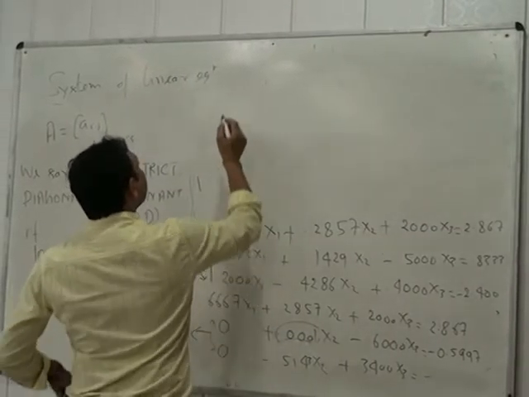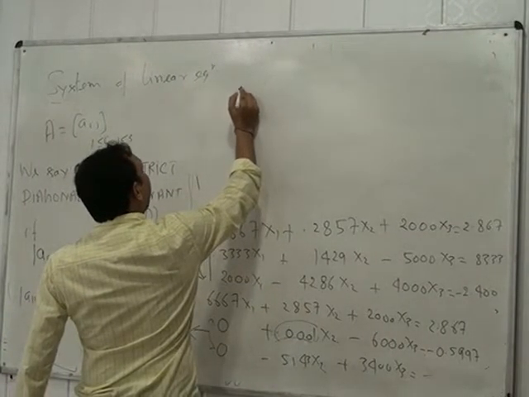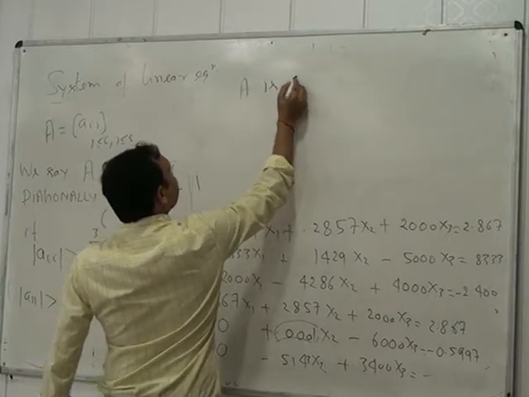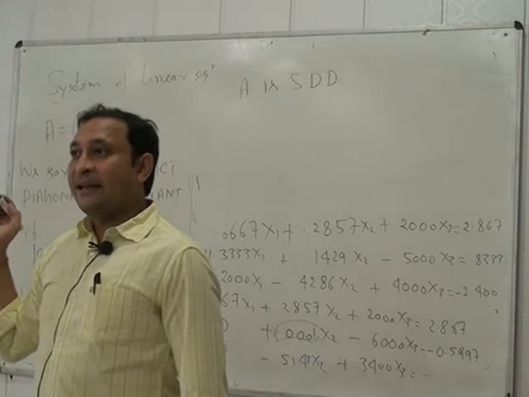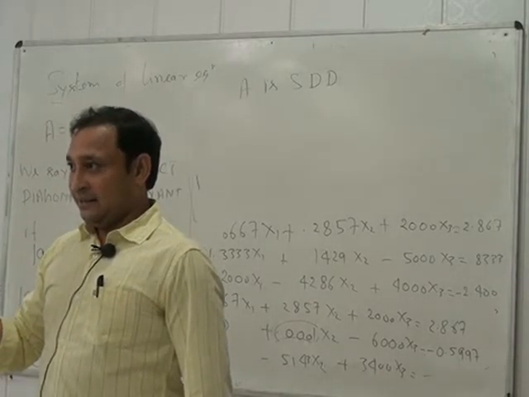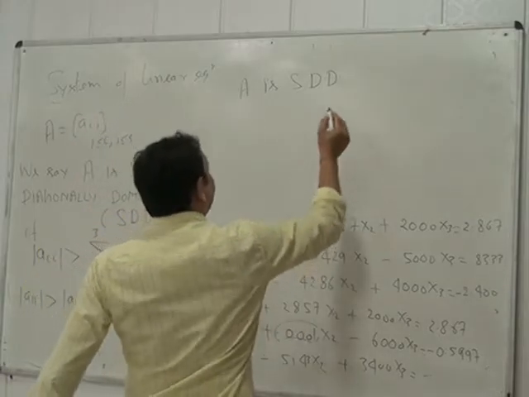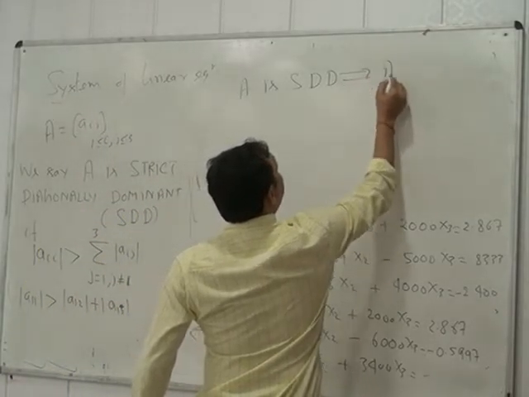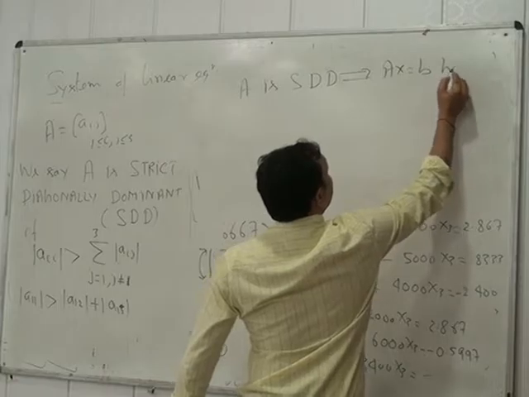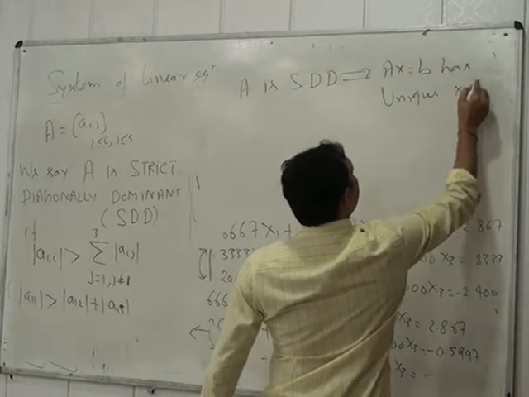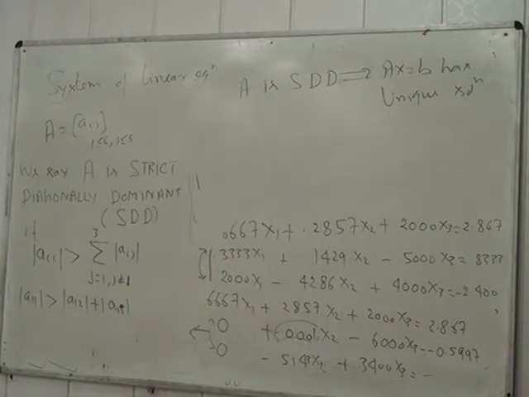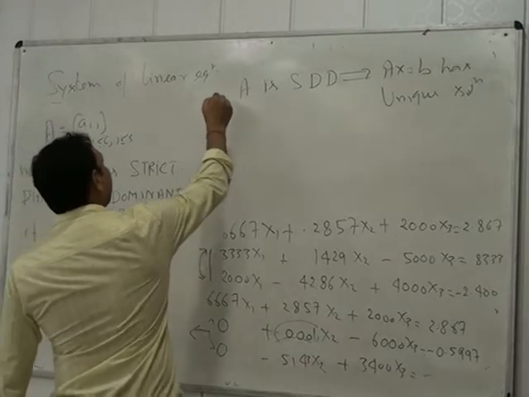So if A is SDD, then Ax equal to b has a unique solution. No need to check the determinant. Not only that, this is one point.